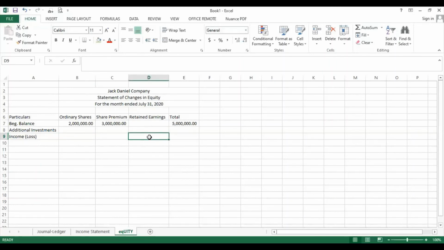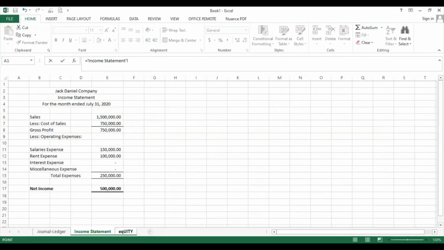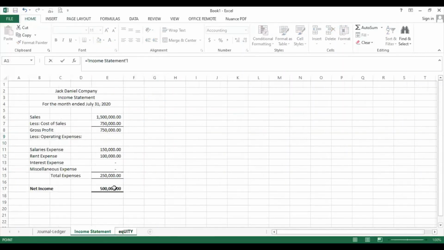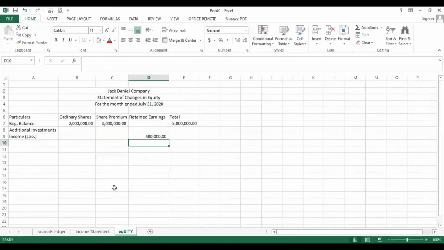So income is closed in retained earnings. So equals, then link it to the income statement. So now I have 500,000, enter, under retained earnings. Again, net income is being closed to retained earnings. Therefore, at the end of the year, this income coming from the income statement will be closed to retained earnings.